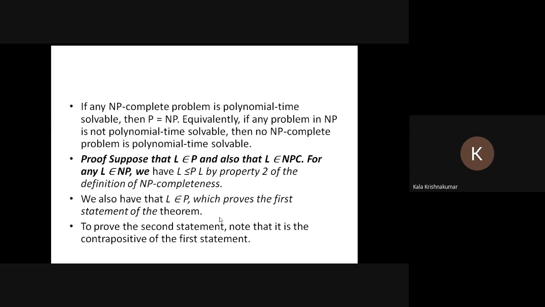Okay, then there is a theorem. It says if any NP complete problem is polynomial time solvable, then P is equal to NP. Which means, if any of these NP complete problems is polynomial time solvable, then P is equal to NP. That is the case. If any of them is solvable, then it means that all of them are solvable.